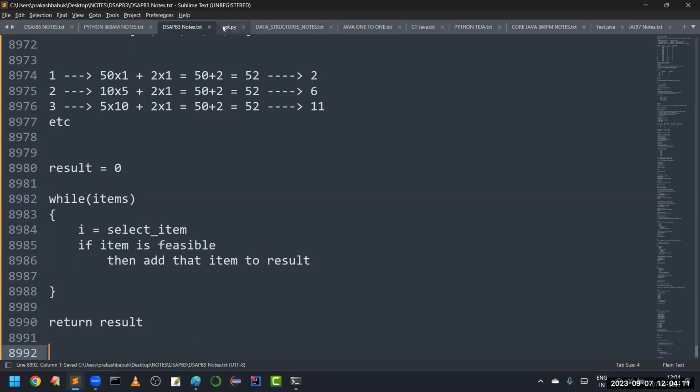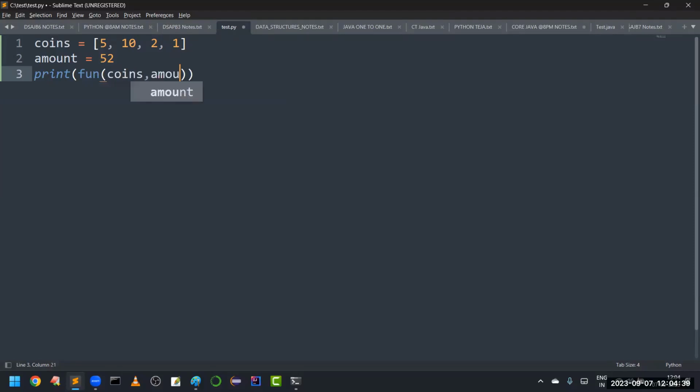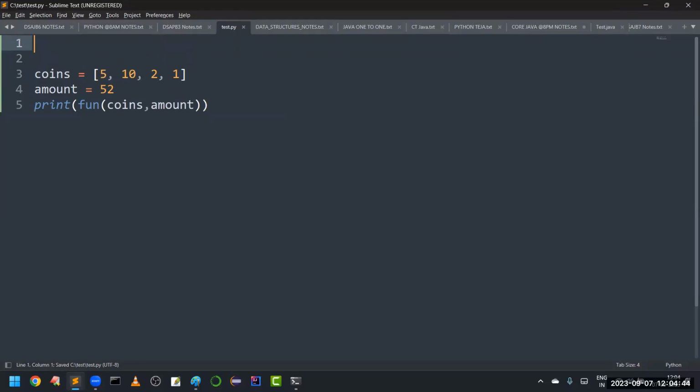Just have a look once. Consider we have coins with me. The coins are 5 rupee coins, 10 rupee coins, 2 rupee coins, and 1 rupee coins. And the amount which I have to return, I am taking the same example, 52. Then we have to find the result. So I'm creating a function which is going to take these coins and the amount, and it has to return the minimum number of coins that you need to select.